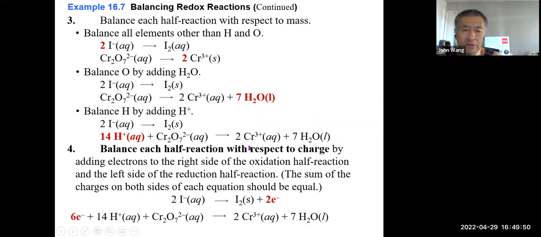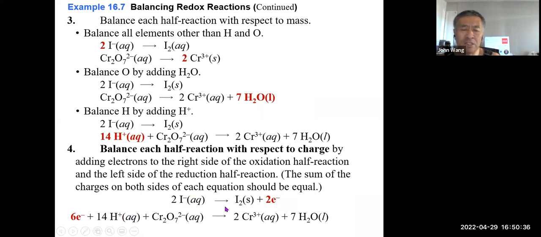And then for the second equation, you count carefully how many charges on the right, what is neutral. Cr3 plus, you have 2 of 3 plus, so we have 6 plus. And then there's 2 negative from this ion, and then 14 plus from the 14 H plus. So therefore you have 12 plus. And you want to reduce the 12 plus to 6 plus, so just use 6 electrons. So that's good. Now for each of these two equations at the bottom of the screen, everything is balanced. The atoms are balanced, the charge is balanced.